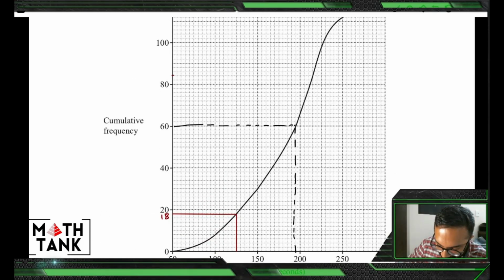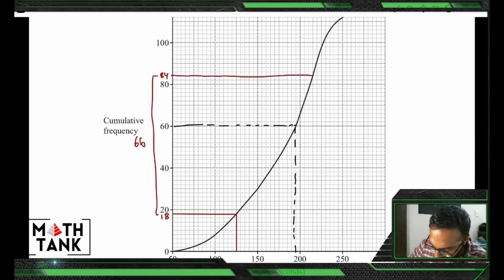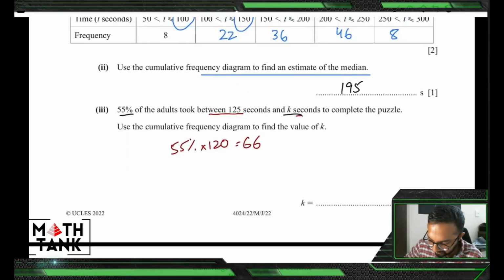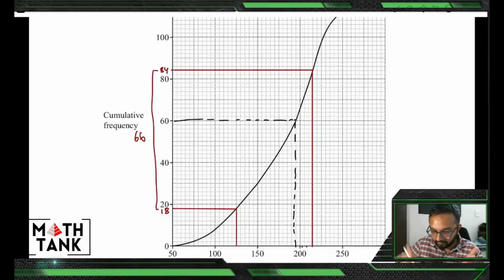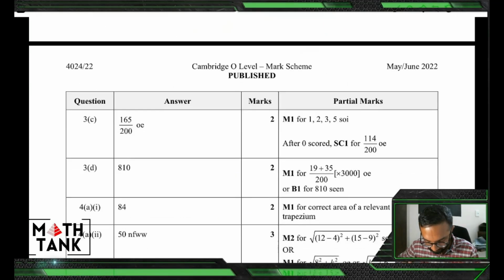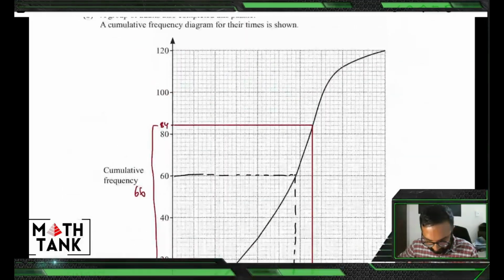So if I want 66 people to be here, I need that top boundary to be at 84. So where is that top boundary at 84? I'm going to go down and read it. One of these boxes is 5, so 10 and 15, 215. I'm going to say that k is 215, so that when you draw two boundaries from 215 and from 125, there are 66 people, and 66 people is basically 55% of the total. Okay, I hope I've done that correctly.